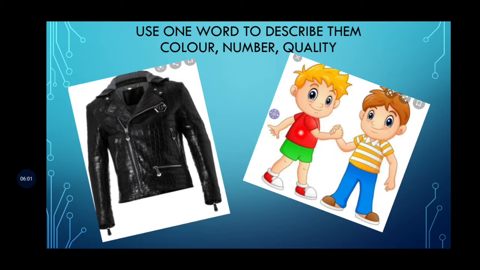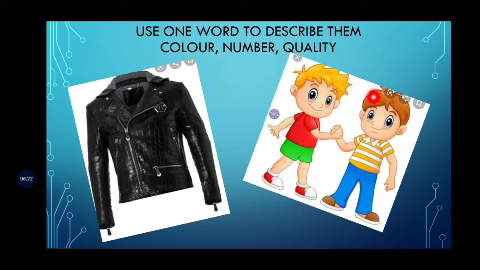Look at the shirt of the boy. The boy is wearing a red shirt. So shirt is a noun and you're describing it with the color red. So it is an adjective. Red is an adjective. Look at the boy's hair. It is golden. Golden hair. Hair is a noun and golden is the color. So golden is an adjective.